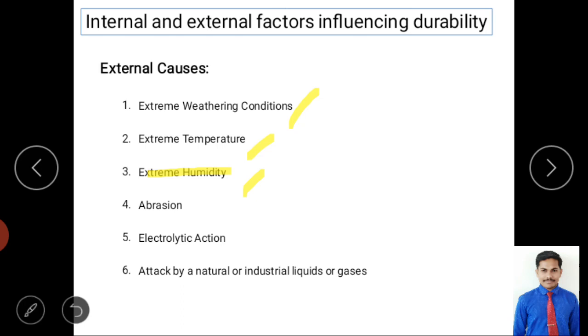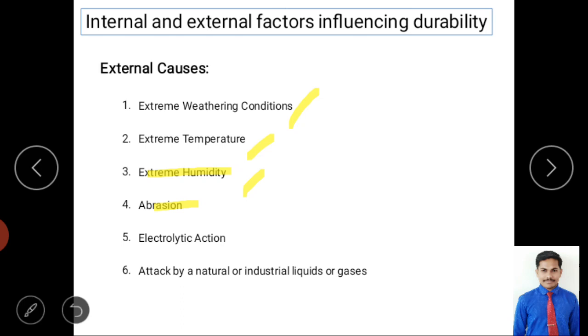Then abrasion. We already studied what abrasion means, right? Abrasion means wear and tear. So why will wear and tear take place? Because of high wind blowing with particles, and mainly it will take place in water channels or water structures, right? Because of the stone particles in the water or silt material in the water, and it is what? Removing the surface layer.